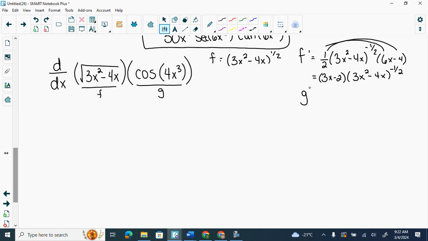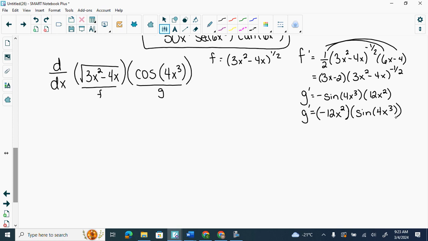Then g prime, the derivative of cos is negative sine, rewrite it, 4x cubed, and then the derivative of 4x cubed is 12x squared, so I get g prime equals negative 12x squared, in a bracket, a chain, times sine 4x cubed. So I actually have to use the chain rule to find the derivatives to do the product rule. You see how the actual main goal here is product rule, right?